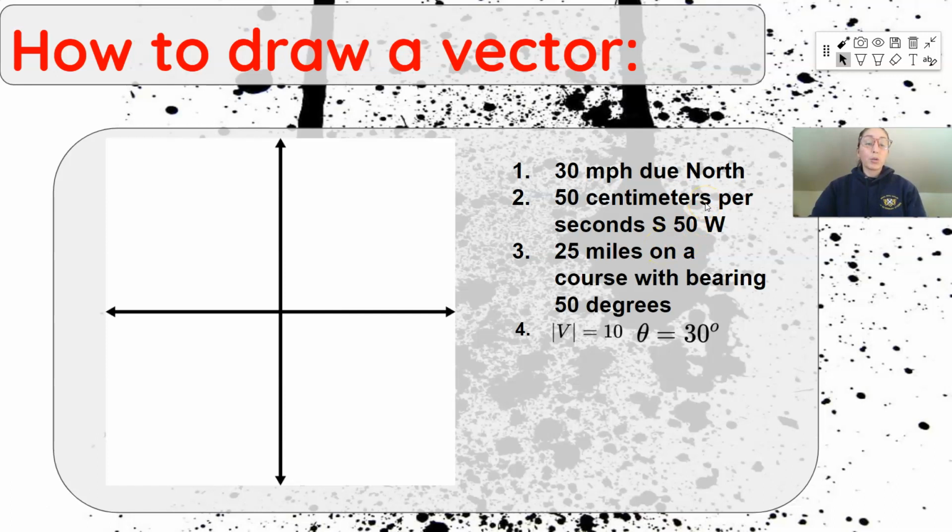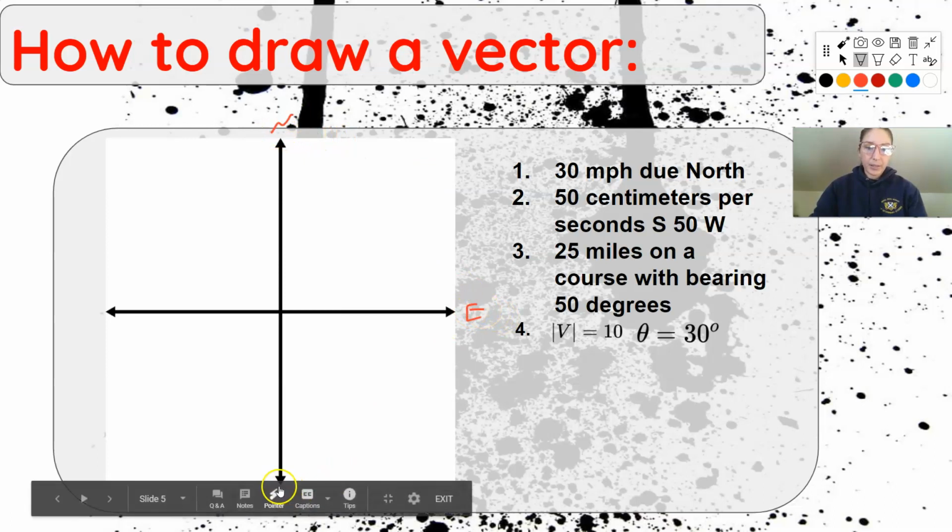So now what if you're asked to draw a vector? And again, we're only going to talk about two-dimensional vectors in this video, mostly because you could not draw a four-dimensional one. So what if I wanted you to draw a vector? And right, we know a vector has direction and magnitude. 30 miles per hour due north. So remember north, east, south, west, or never eat soggy waffles.